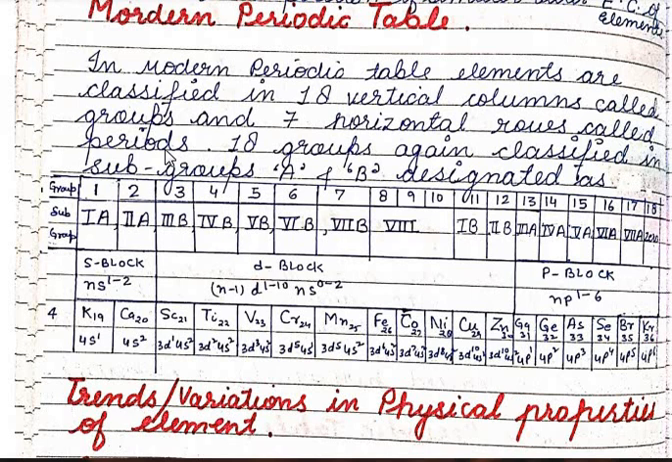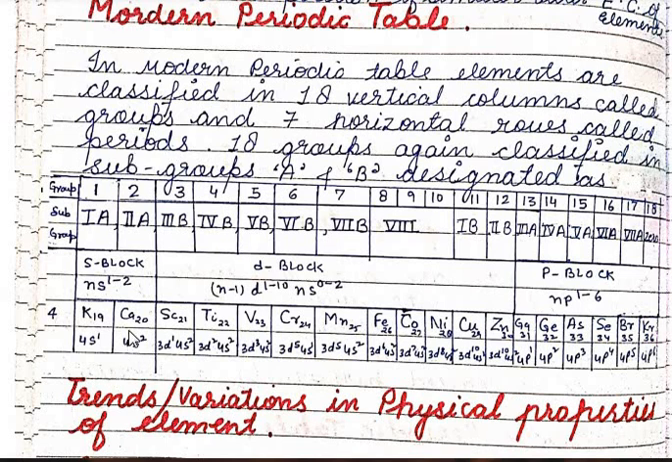Again, the 18 groups are classified in subgroups A and B and designated as first A, second A, third B, fourth B, fifth B, sixth B, seventh B, eighth, first B, second B, third A, fourth A, fifth A, sixth A, seventh A and 0.